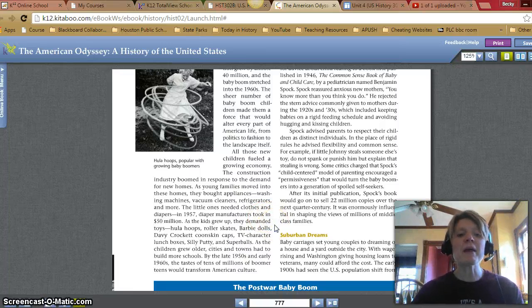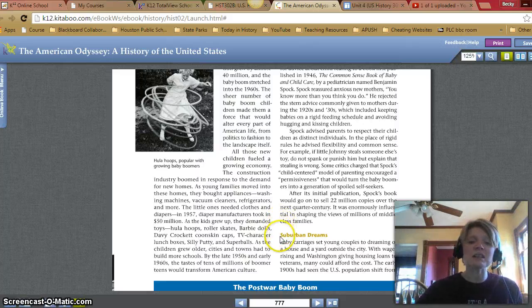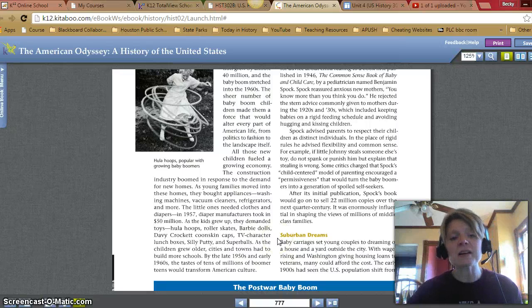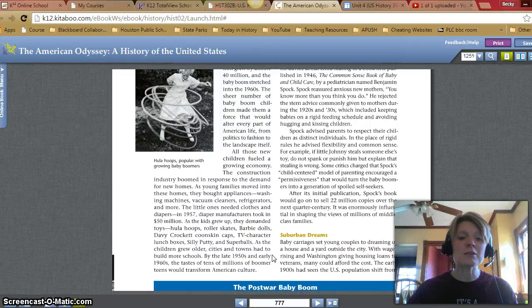As the kids grew up, they demanded toys, hula hoops, roller skates, Barbie dolls, Davy Crockett coonskin caps, TV character lunchboxes, silly putty, and Super Balls. As the children grew older, cities and towns had to build more schools. In the late 1950s and early 60s, the taste of tens of millions of boomer teens would transform American culture.